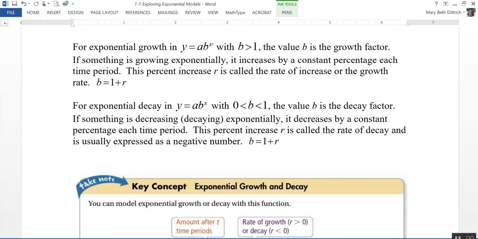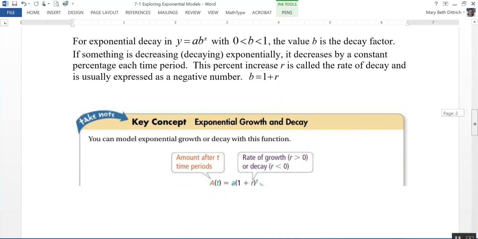For exponential decay in the same equation, where b is between 0 and 1, the value b is called the decay factor. If something is decreasing or decaying exponentially, it decreases by a constant percentage each time period. The percent change r is called the rate of decay and is usually expressed as a negative number, and as above, the base is equal to 1 plus r.